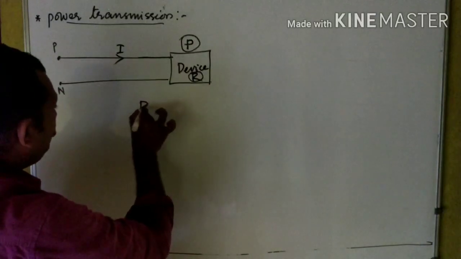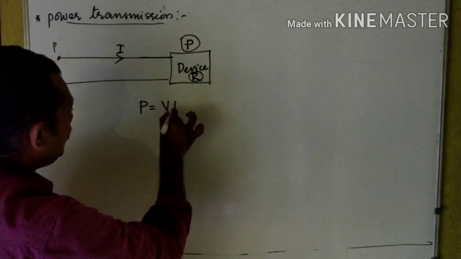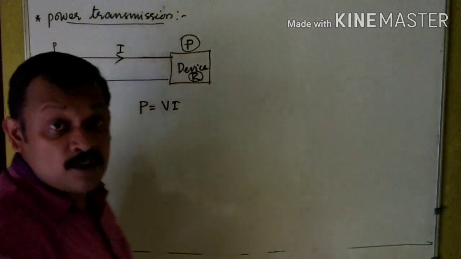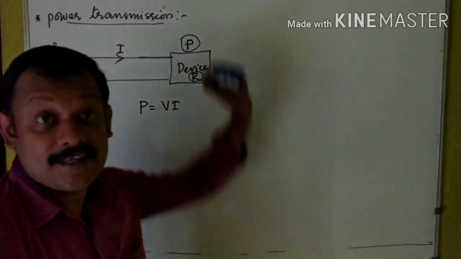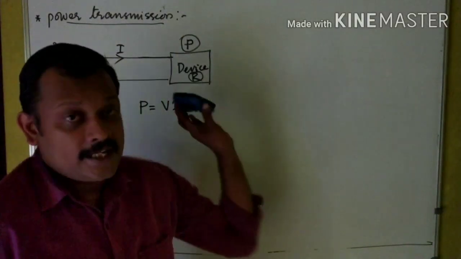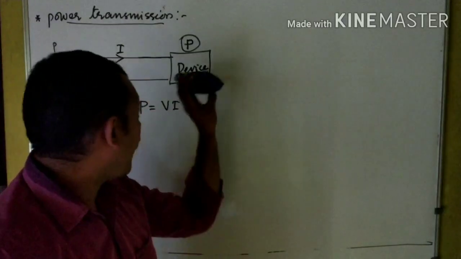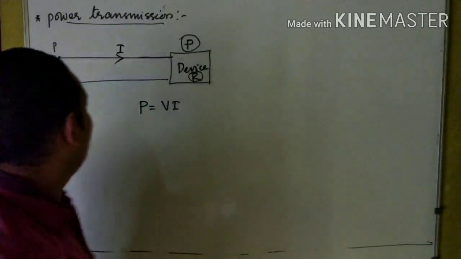So I can say P is equal to VI, where V is the potential difference experienced by the device. It is a potential difference experienced by the device of resistance R.